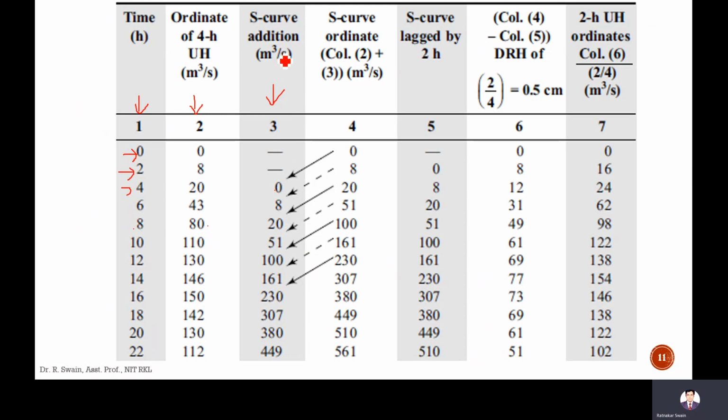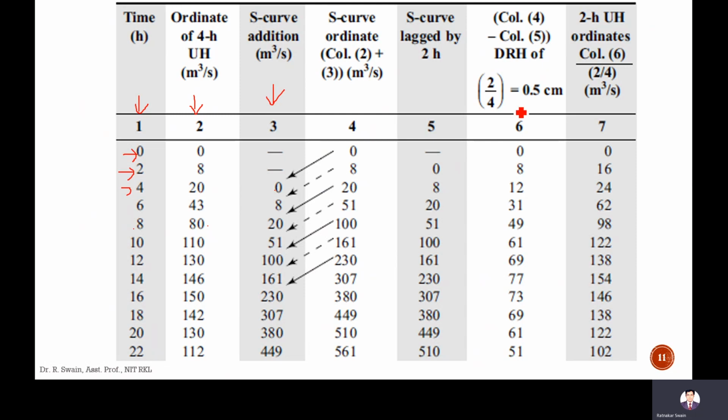So here is the S curve addition, and the S curve ordinate will be column 2 plus column 3. You have to shift this and will obtain 0, 8, 20, 51, 100, 161 and 230, like this. The S curve is lagged by 2 hours because T is 2.